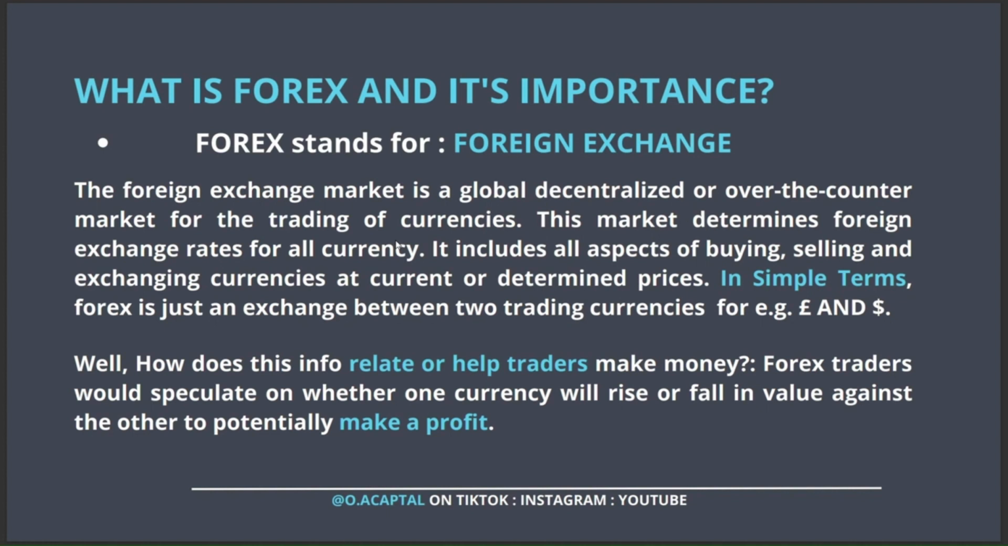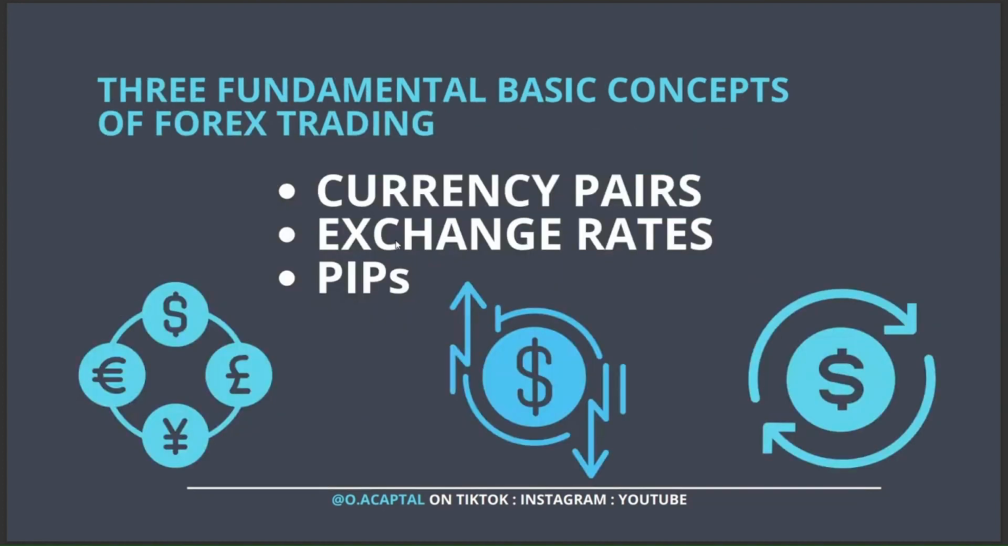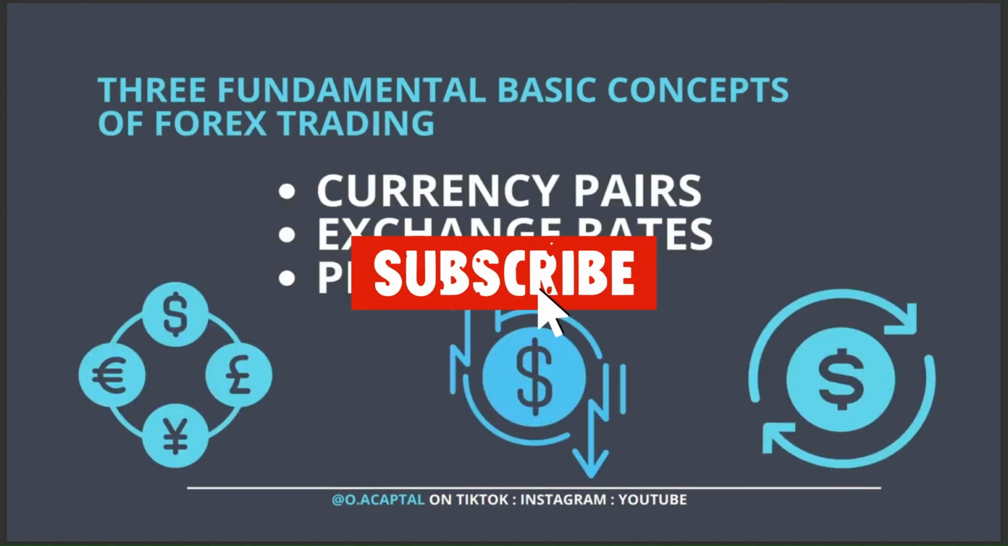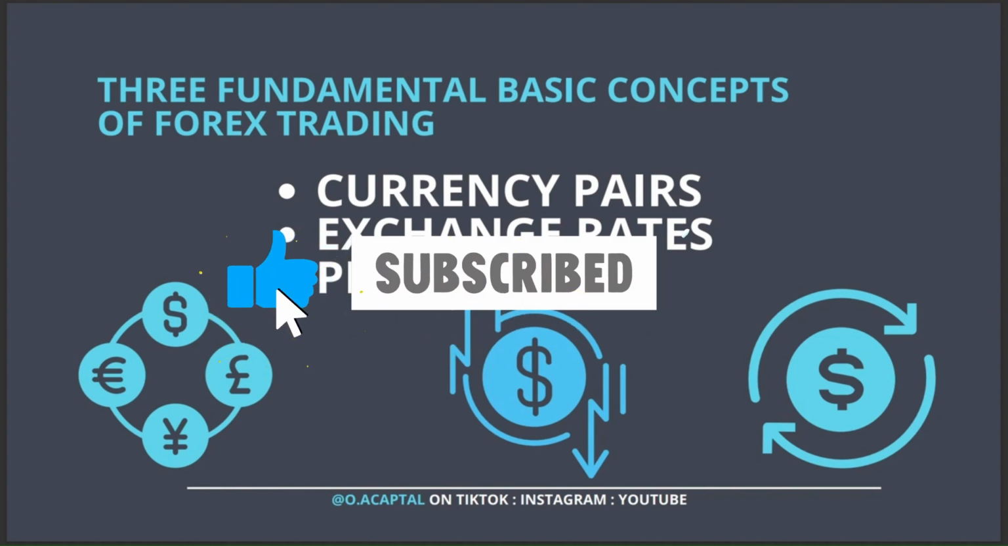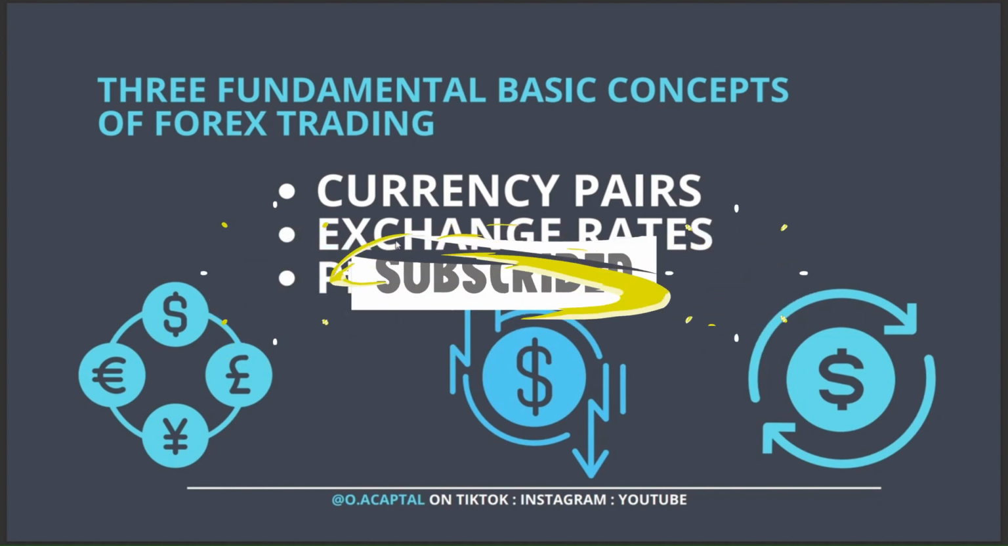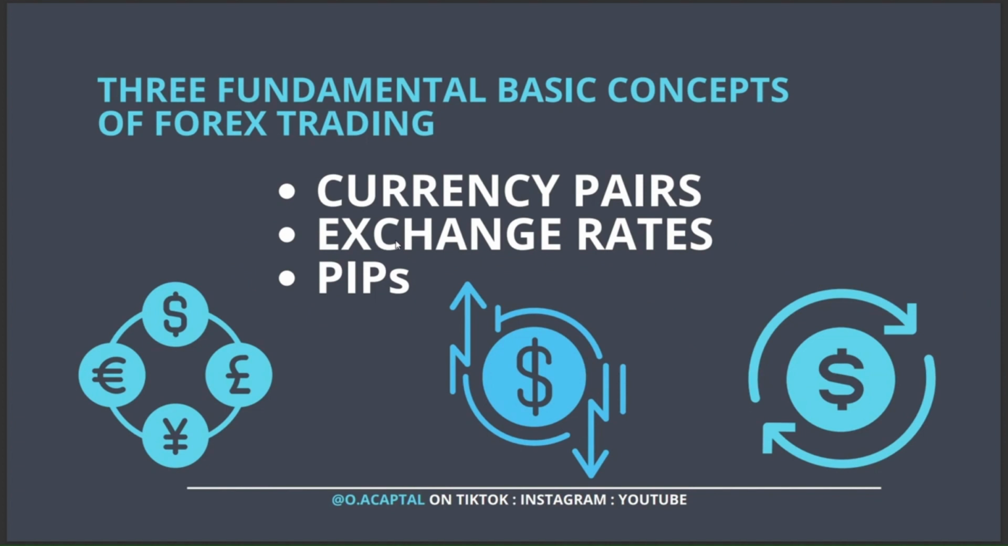Now that we got that out of the way, let's move on to the aspects and basic concepts of Forex trading. I believe every single trader, whether advanced or beginner, needs to understand these three key bullet points: currency pairs, exchange rates, and pips. These are very, very important. So let's go through them one by one and break it down so that you can understand why they are important to understand, at least for any trader.